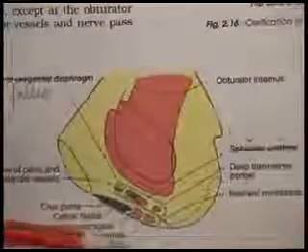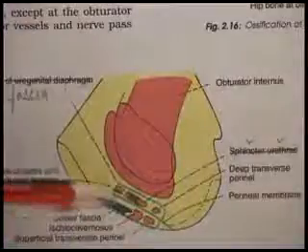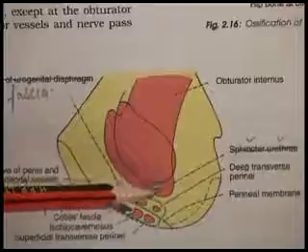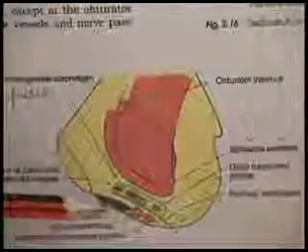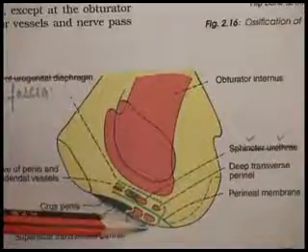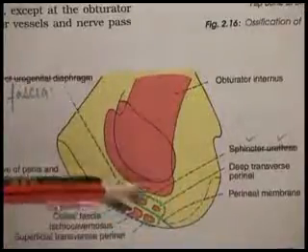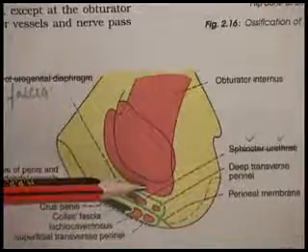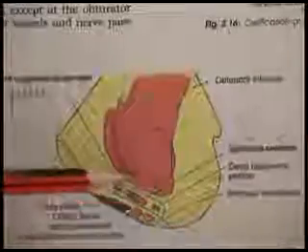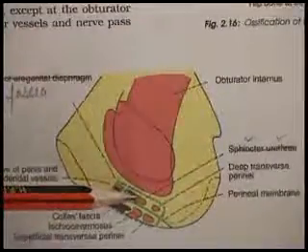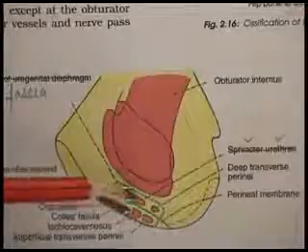The conjoint ischiopubic rami. The upper border provides attachment to the obturator membrane. The lower border gives attachment to fascia lata and Colles fascia of the perineum. The inner surface is divided into three areas. The upper area close to the obturator foramen gives attachment to obturator internus muscle. The upper ridge gives attachment to the endopelvic fascia.